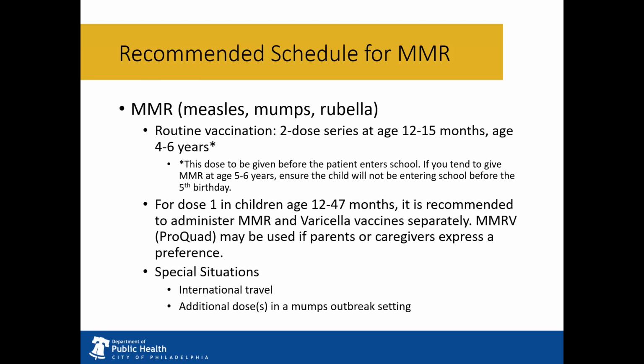For dose 1 in children aged 12 to 47 months, it is recommended to administer MMR and varicella vaccines separately. MMRV, the combination vaccine for MMR and varicella, may be used if parents or caregivers express a preference. And this is because there may be an increased risk for fever and therefore possibly febrile seizures in young children when they receive the MMRV vaccine.